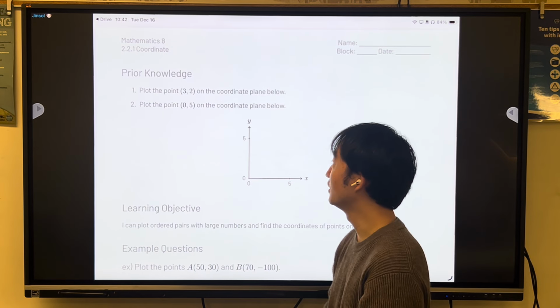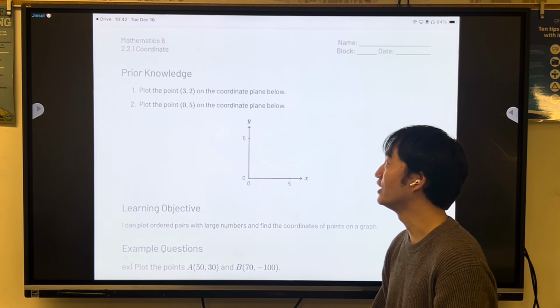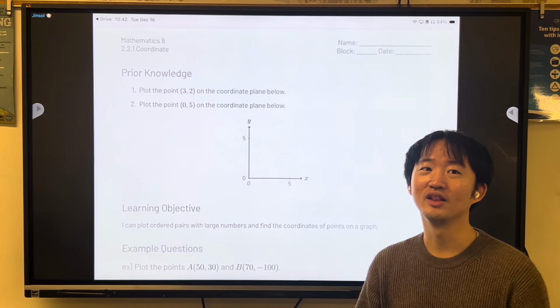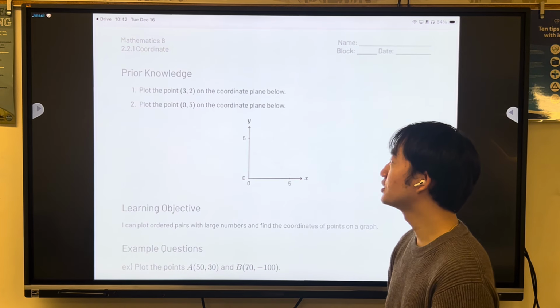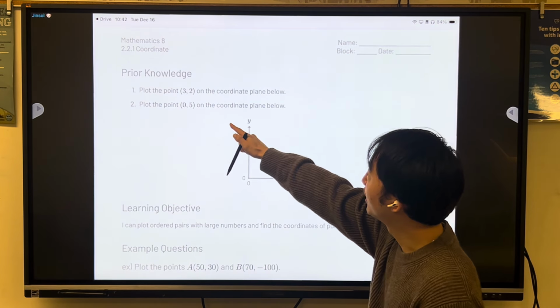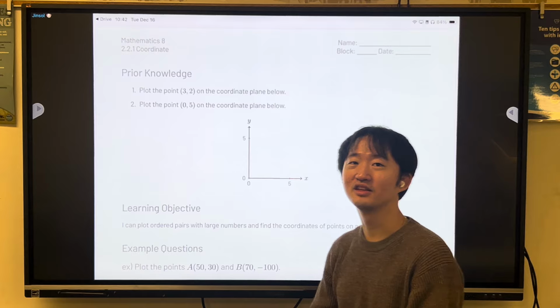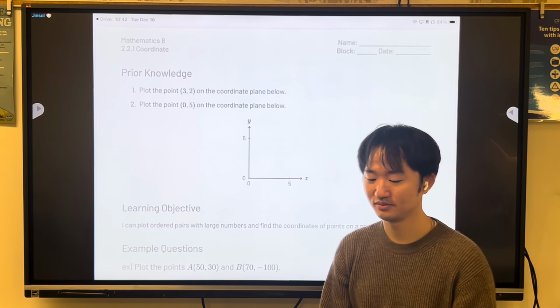So before we get started, you need to know how to plot the points on the coordinate plane. Okay, so perhaps a point like 3, 2 or 0, 5. You can try to plot them on this coordinate plane. And remember that the first number represents your x coordinate and the second number represents the y coordinate.